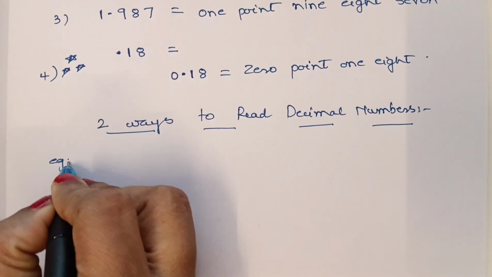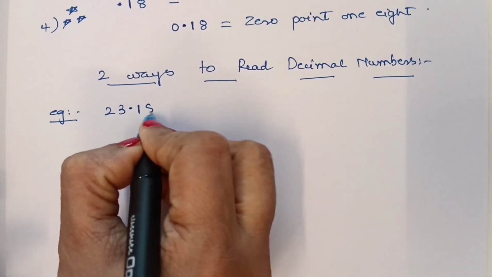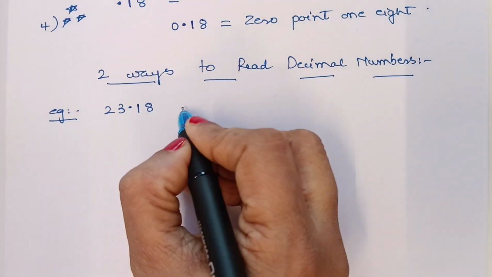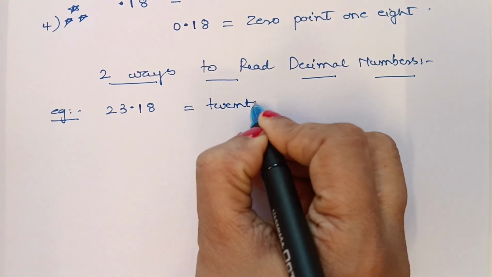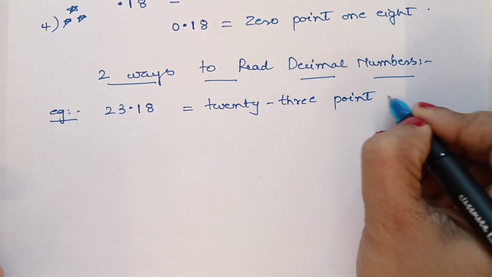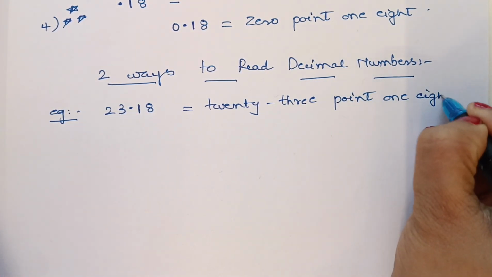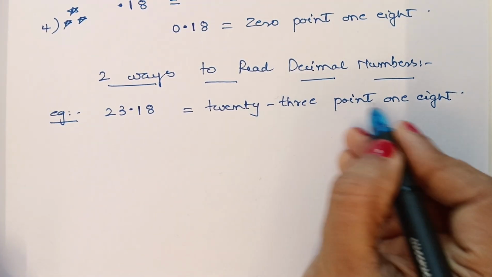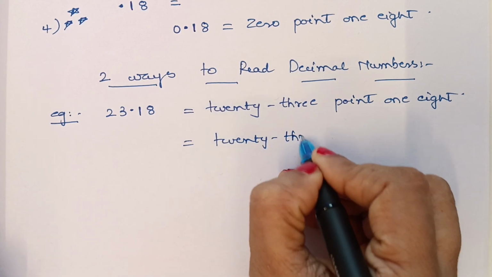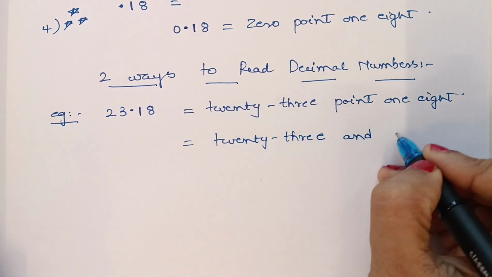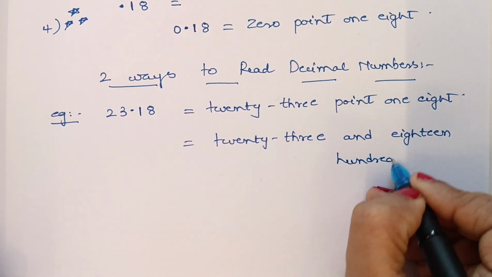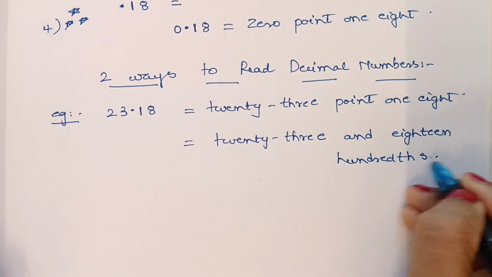Now let's see one example. How will you read 23.18? Correct? 23.18. So first method, how you are going to write? 23.18. Now this is the first way of reading a decimal number. Now the second way is what? 23 and 18 hundredth. How will you read? 23 and 18 hundredth.